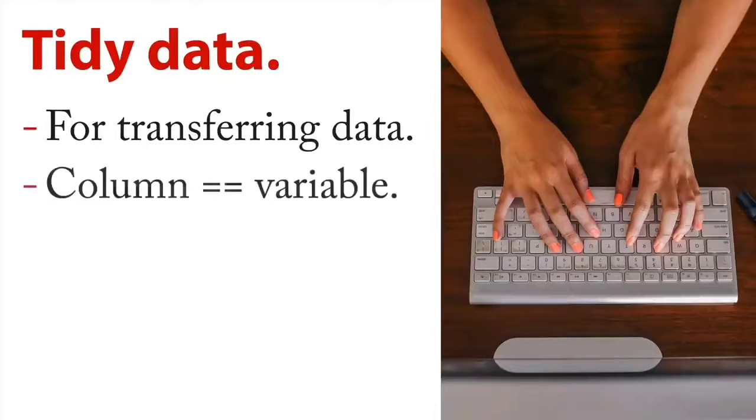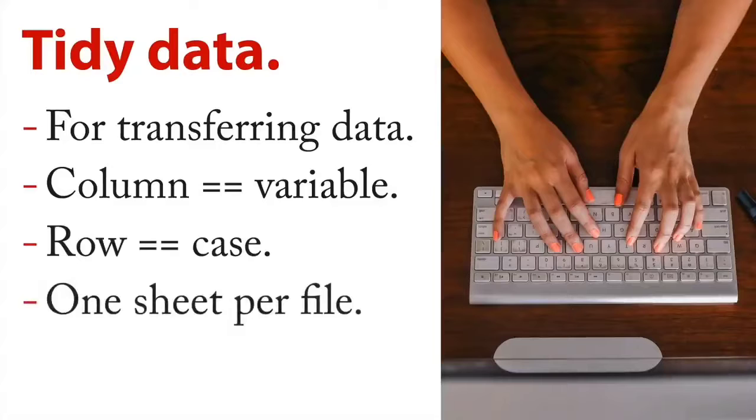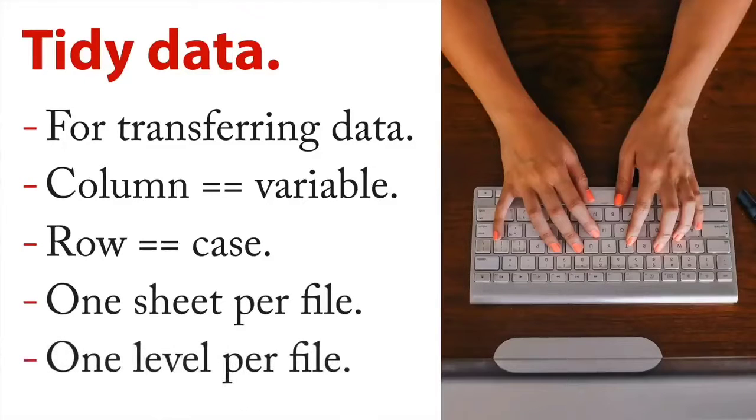Number one, what you want to do is have a column be equivalent to a variable. Columns, variables, they are the same thing. And then rows are exactly the same thing as cases. And you have one sheet per file, and you have one level of measurement, say individual, then organization, then state, per file. Again, this is undoing some of the flexibility that's inherent in spreadsheets, but it makes it really easy to move the data from one program to another.